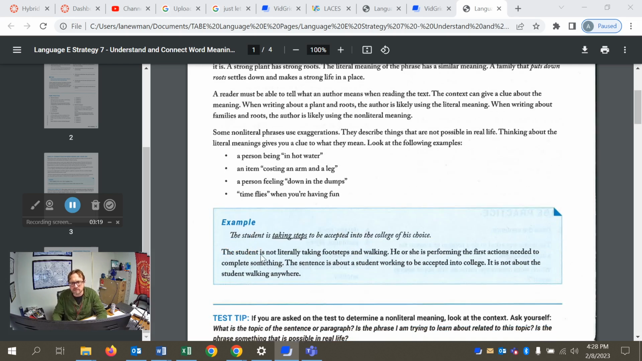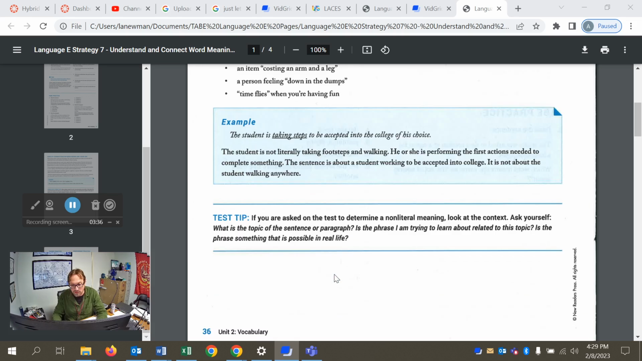All right, here in our example, the student is taking steps to be accepted into the college of his choice. The student is not literally thinking about footsteps and walking. He or she is performing the first actions needed to complete something. The sentence is about a student working to be accepted into college. It is not about the student walking anywhere.